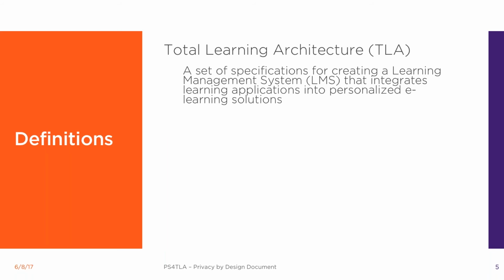So, first, I want to start with some definitions so that we're all on the same page. I think most of you will already know these terms, but before we do anything else, I just want to make sure that we have these clear. So the first definition, the total learning architecture, or TLA, is a set of specifications for creating a learning management system that integrates learning applications into personalized e-learning solutions. And it's this integrated part and personalized part that makes privacy so relevant for the TLA, because we're integrating a lot of learning applications and using a lot of data to make learning personal.